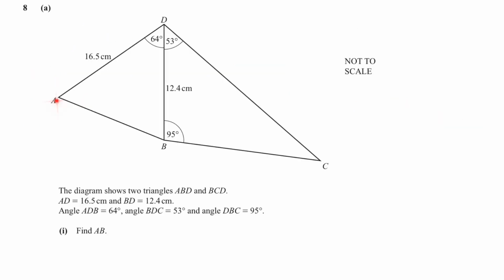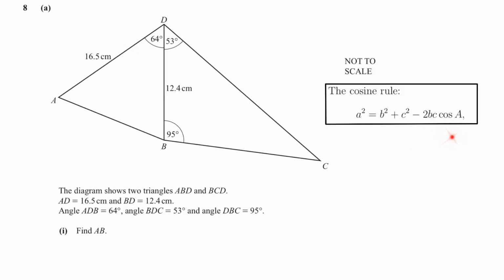8a shows two triangles ADB and DBC. And they have given that AD is 16.5, BD is 12.4, angle ADB is 64, angle BDC is 53, and angle DBC is 95. We have to find the side AB. When two sides and one angle is given, we use the cos rule. This is the cosine rule. If you want to find a, you must have the angle opposite it. So if I want to find AB, I must have angle D, which I have been given. You just have to memorize the rule. It's very easy. Once you know the rule, you just have to substitute everything.